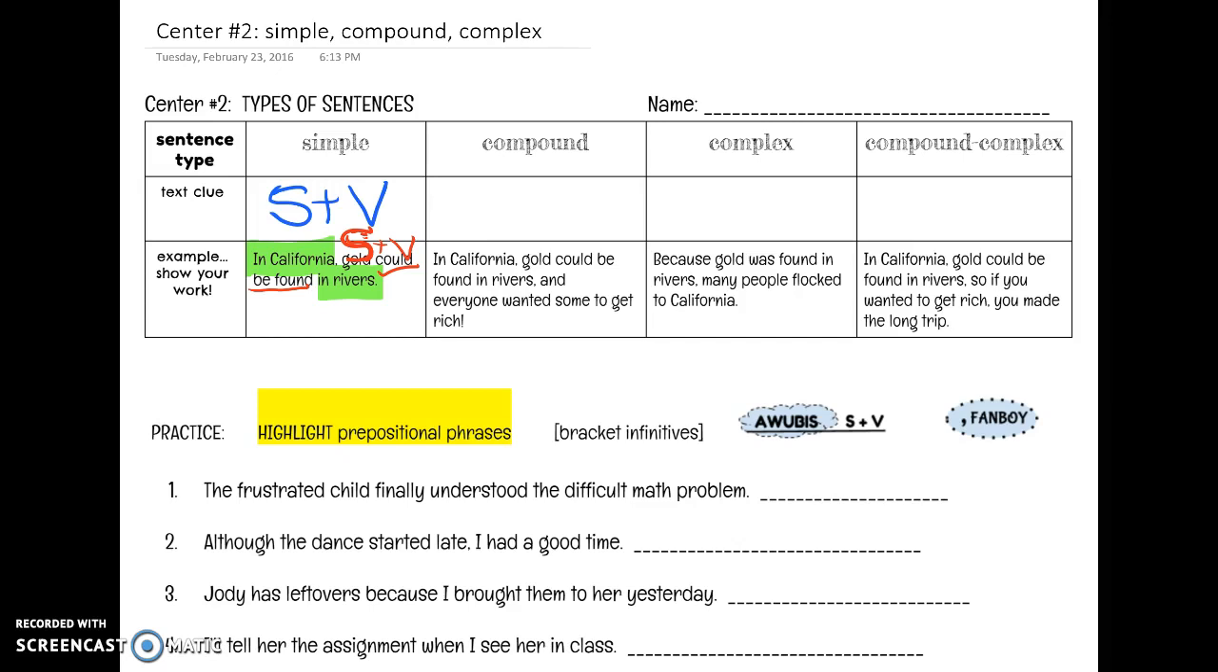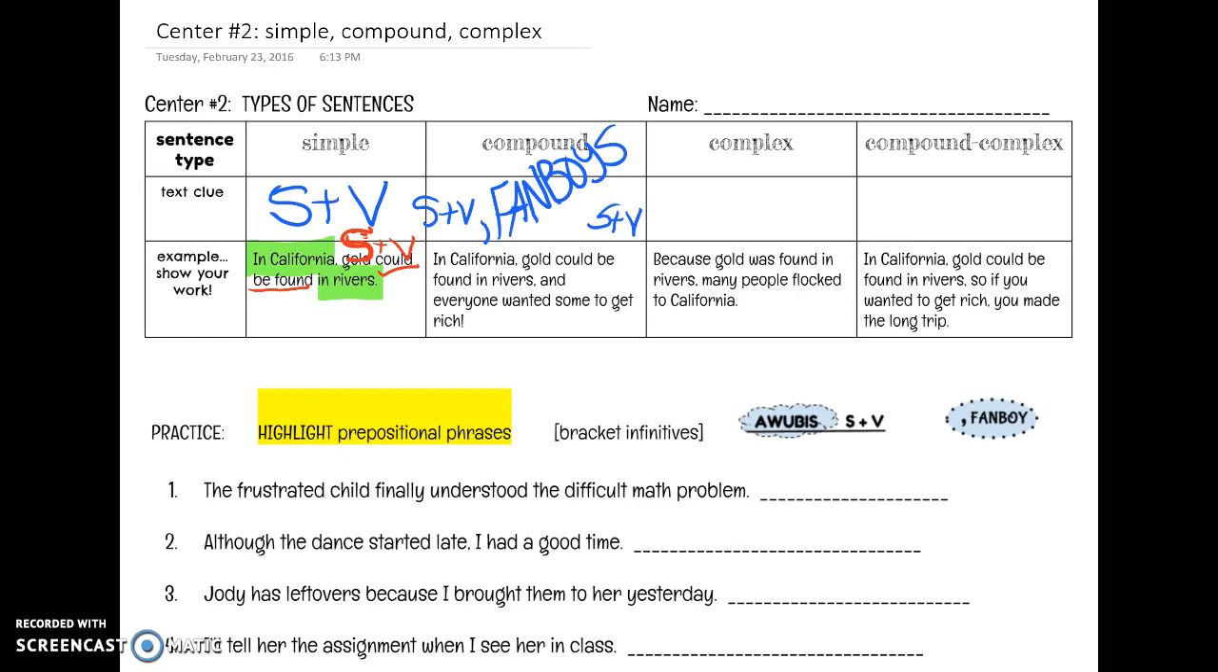For a compound sentence, our text clue, what we're going to be looking for is a comma with a fanboy. And if you don't remember your fanboys, you have them written on the first page of your interactive notebook. Okay? And with a fanboy, if you see a comma with it, then that's a hint to you that you should start looking to see if there's a subject and a verb on this side and a subject and a verb on this side.